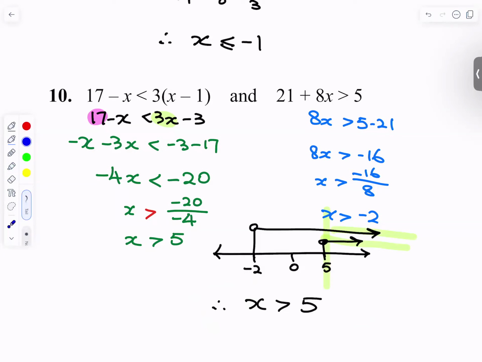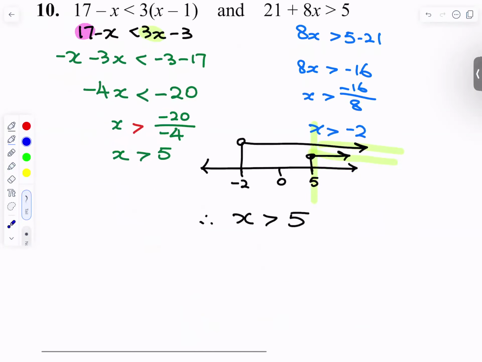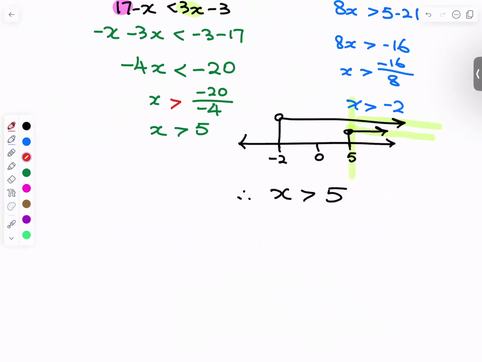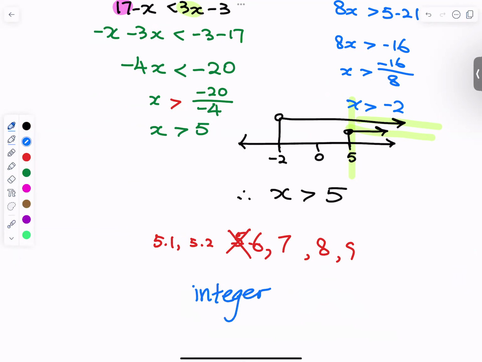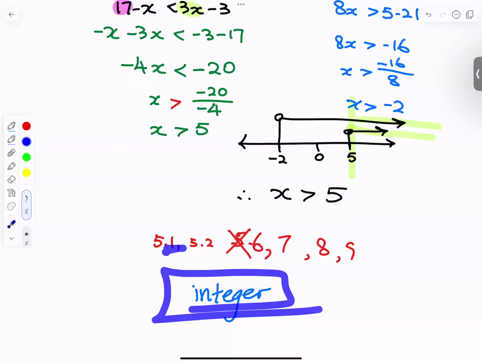so the smallest integer? What is the smallest number in this answer? Can I have 5? No, because there's no equal sign. So 5 is not included. So what is included in this answer? 5.1, 5.2, so many numbers. How about 7, 8, 9? Yes. How about 5? No. 6? Yes. So between all these numbers, can you tell me which one is the smallest integer? What does the word integer mean? Integer means no decimals next to it, no points.